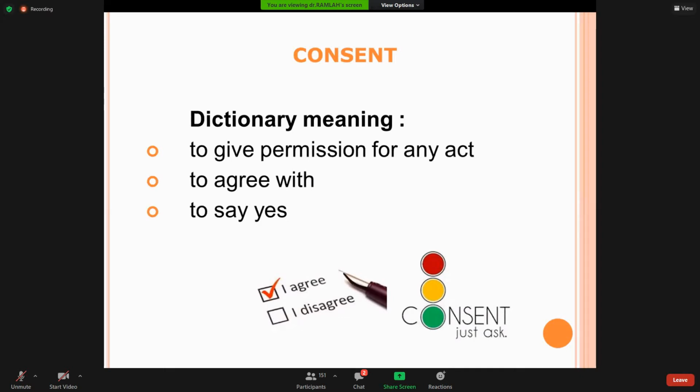It's not just a single person's wish. If I offer you, okay, I'm going to give you a gift after your presentation, until and unless you agree to give me the presentation, the consent is not going to be built between us. So by dictionary meaning, permission for any act, to agree with or to say yes, we call consent.